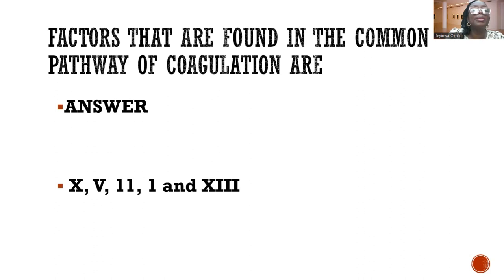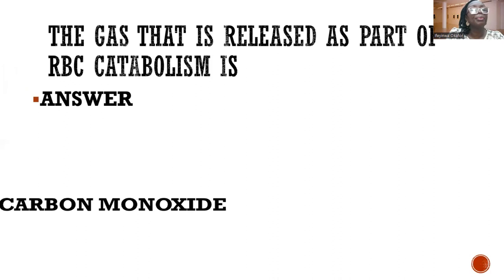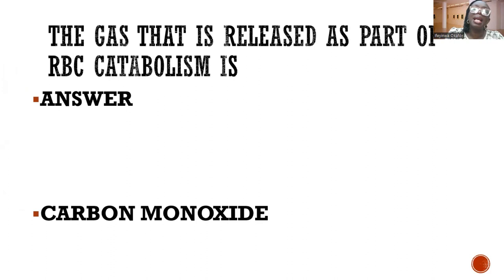The gas that is released as part of red blood cell catabolism is, answer, carbon monoxide. A little bit of carbon monoxide is released as part of the catabolism of protoporphyrin, which is part of heme. Remember, heme is made up of protoporphyrin and iron. While protoporphyrin is being catabolized, a little bit of carbon monoxide is released.